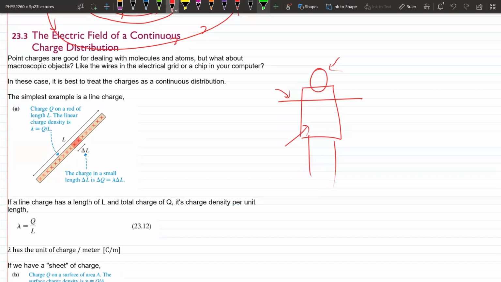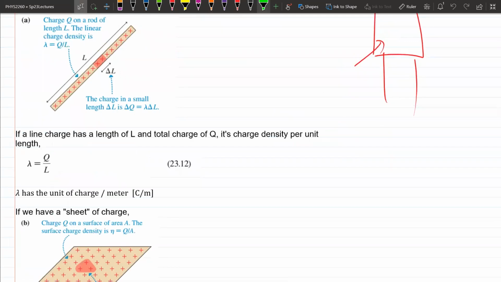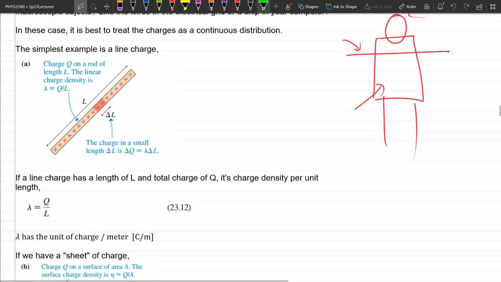But let me just introduce the techniques on how we're going to deal with it. So on a stick, right? This is probably like the simplest geometry. Let's say you have a bunch of plus charges, and in all these problems, you just assume that the charge is positive. If it happens to be negative, you just put a negative sign in front of the answer. That's the only difference. Since you have a bunch of positive charges, this rod has a length L, right?